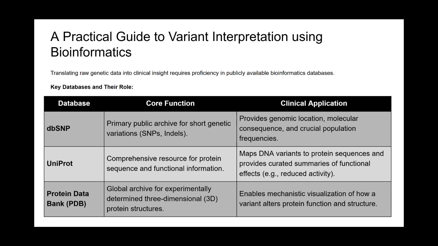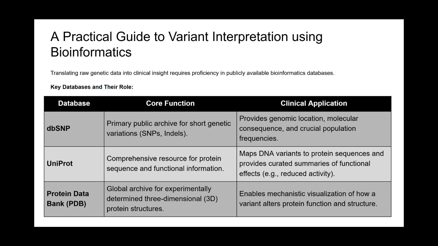To translate raw genetic data into clinical insight, practitioners must be proficient in using publicly available bioinformatics databases. These resources serve as comprehensive catalogs of genetic variation, protein function, and structural biology. This section provides a practical, tutorial-style guide to analyzing a clinically significant pharmacogenomic variant, using the CYP2C9*3 allele as a case study.